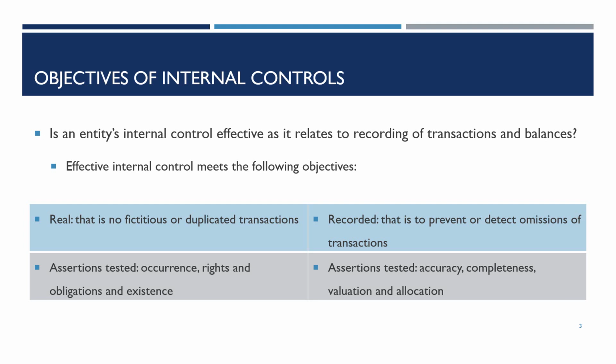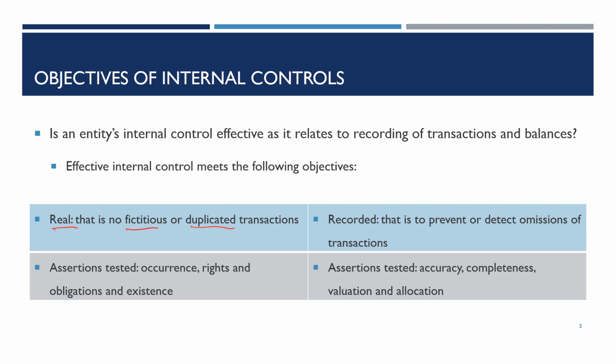The first internal control objective is real, which means that there are controls in place to ensure that fictitious or duplicate transactions are not included in the books and records of the organization. If the system of internal control meets this objective, then occurrence, rights and obligations, and existence assertions are also likely to be valid.